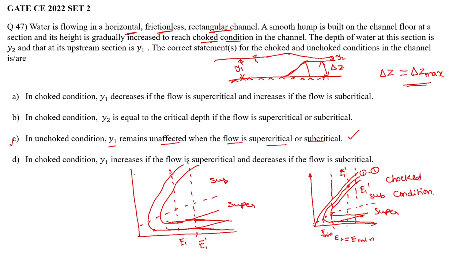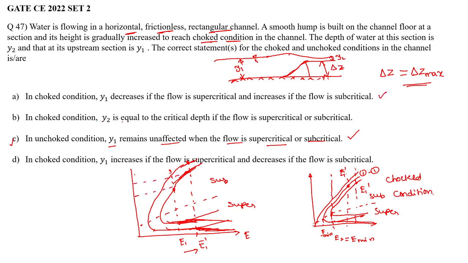Suppose as E1 is shifted to E1 dash, the depth further decreases. If you correctly remember, this curve will be asymptotic to the x axis, so the depth will decrease. Whereas in supercritical, the depth will increase. So let's say here it will be here, but for the same the depth is here. So the first option is also correct.